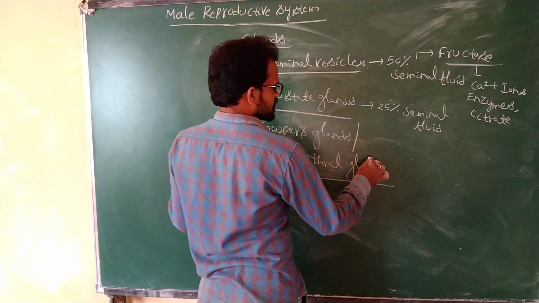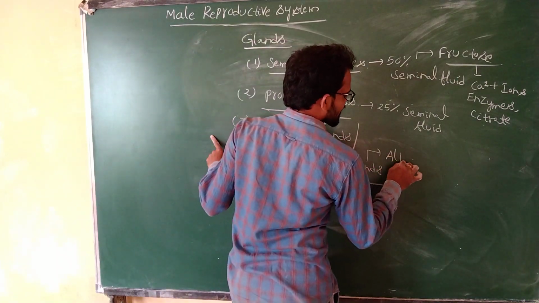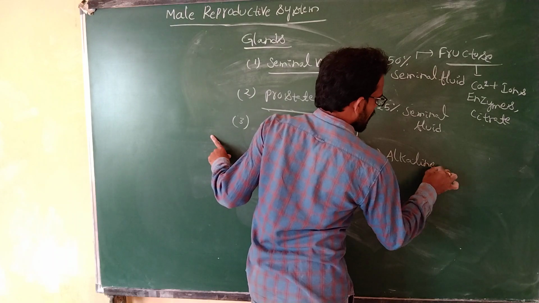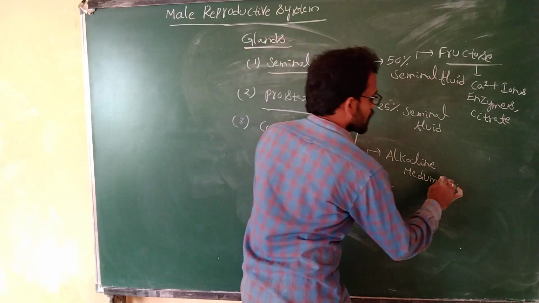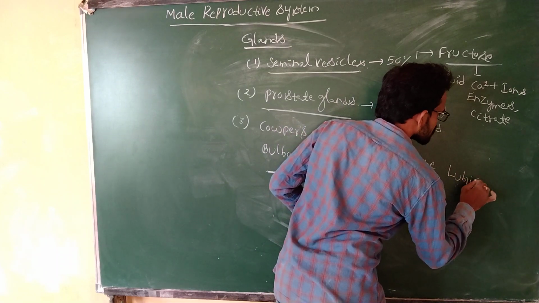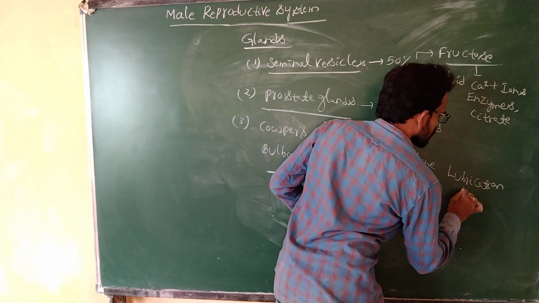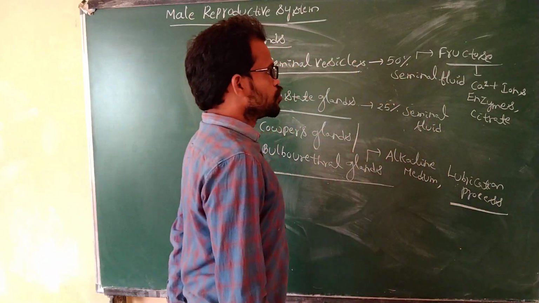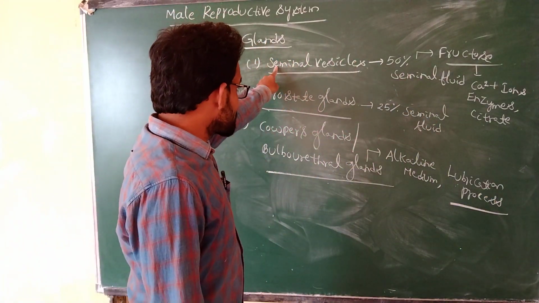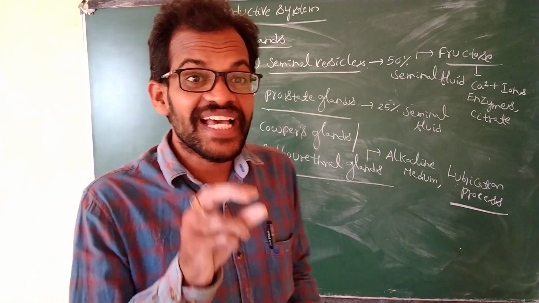The prostate gland produces 25%. It is produced as an alkaline medium, which is helpful for the lubrication process. These seminal vesicles and prostate gland will produce semen.